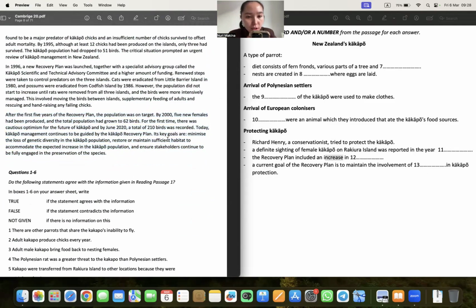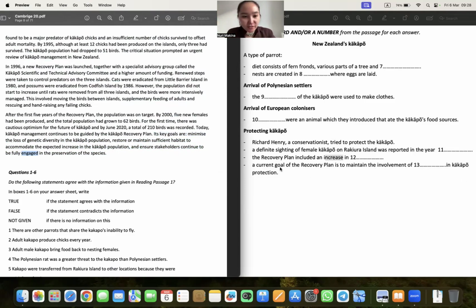The goals are here. You see the words "Its key goals are", so the answer is going to be here. Our job is to find out from this point. To maintain the involvement: maintain here is ensure, and involvement is continue to be fully engaged. Ensure stakeholders continue to be fully engaged. That means the word involvement is engaged, to be fully engaged. So keywords, very easy.